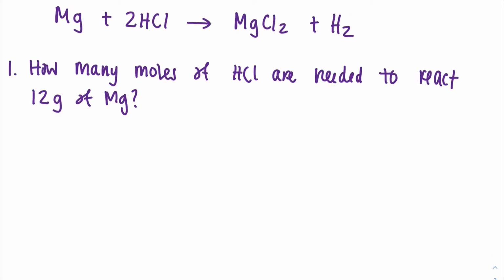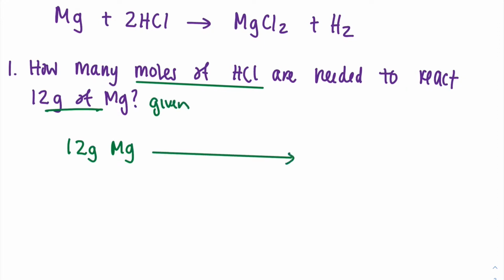For the first problem, we're going to look at how many moles of HCl are needed to react with 12 grams of magnesium. The first thing that you should do is make yourself a road map. Where are you starting and where are you going? I'm starting with 12 grams of magnesium. That is my given number. And my end goal is moles of HCl.